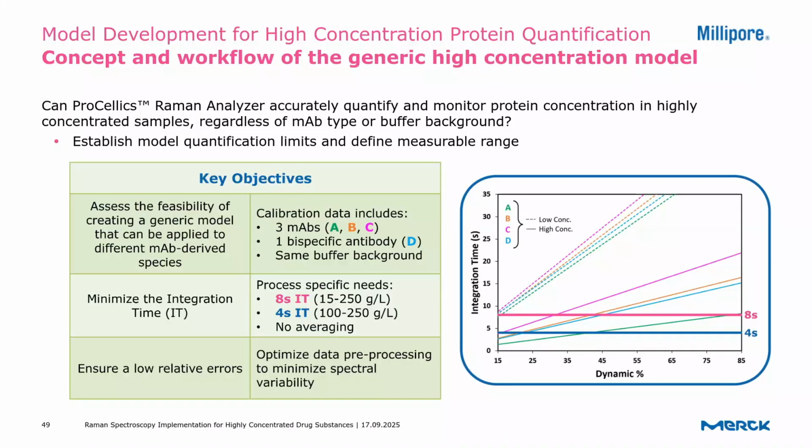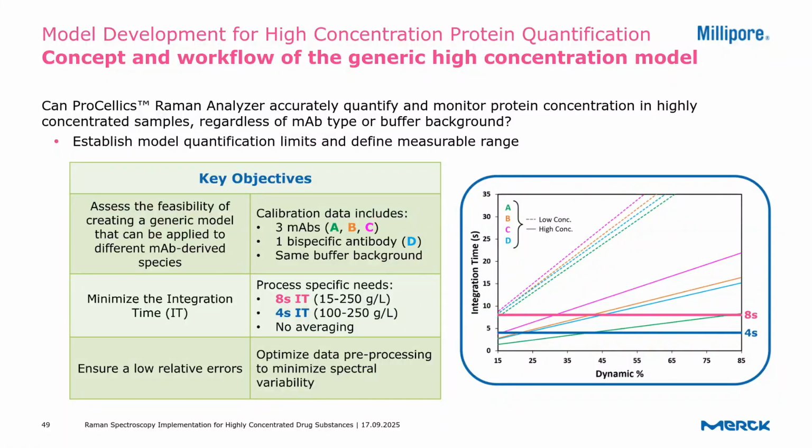For this, calibration data was generated to include 3 MABs called A, B, and C, and 1 bispecific called D. These were all purified similarly with their purification process and formulated into the same buffer background to minimize the integration time.